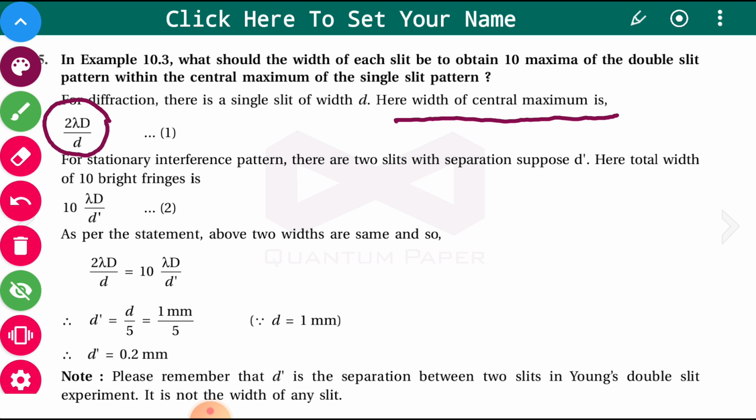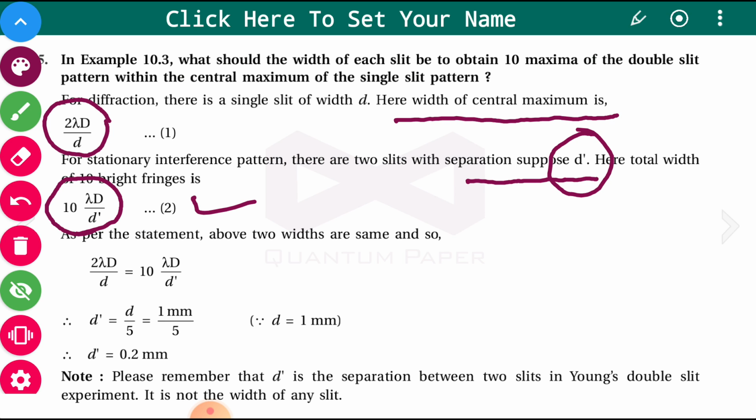Now for the interference pattern, there are two slits. For interference, there are two slits with separation of say d prime. We consider that the separation between the two slits to obtain the interference is d prime. Here, total width of 10 bright fringes will be 10 lambda capital D upon d prime. Because one fringe has the width lambda capital D upon d prime, so 10 will have 10 into lambda capital D upon d prime.